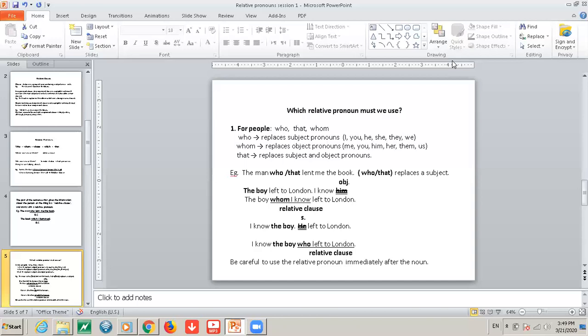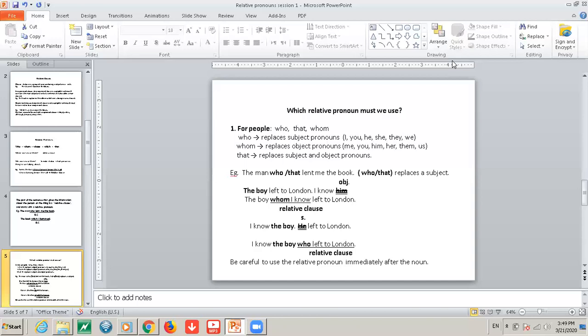Why did we use whom? Because we are defining the boy, and the boy in this sentence is the object. You have to delete him and use whom instead. Now again, the sentence becomes: the boy whom I know left to London.